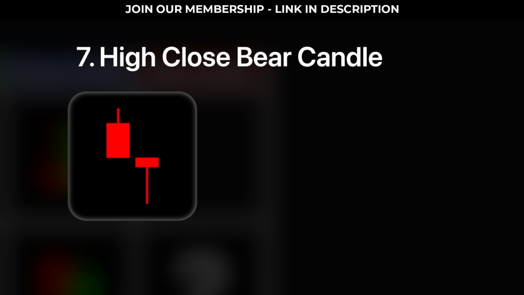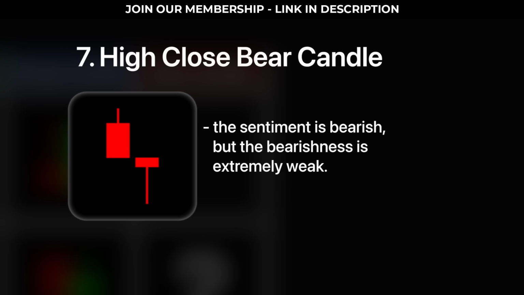Number 7. High close bear candle. For this pattern, we have a candle where the close is below the previous candle range, but in the upper third of its range. It shows a bearish bias, but the buyers are stepping in as they move the price from its lows to close the candle near the highs. The sentiment is still bearish, but it is weak.